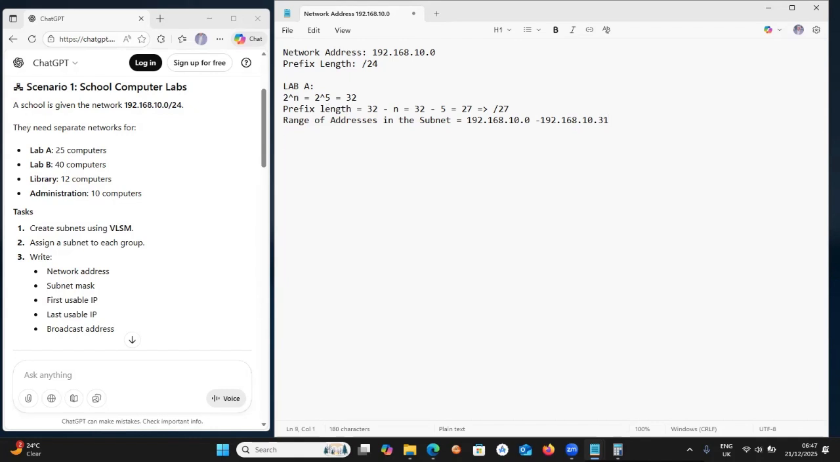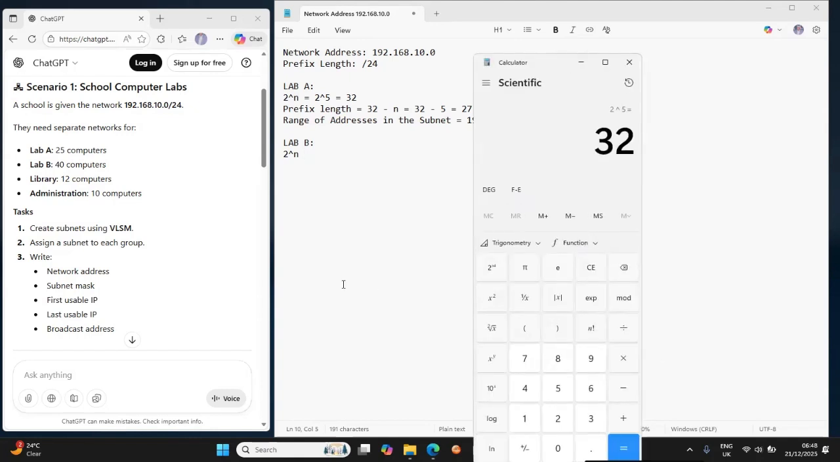Now, let's go to lab B. For lab B, we want to accommodate 40 computers. Since 2 raised to power 5 is 32, the next power will be 64, that is 2 raised to power 6. 32 cannot accommodate this, so we use the next power, which is 6, which is 64.